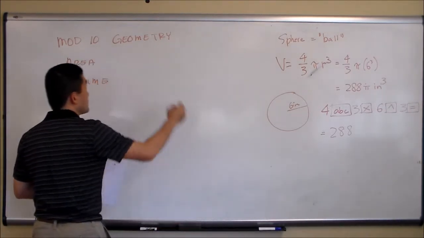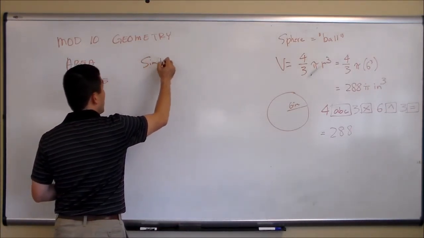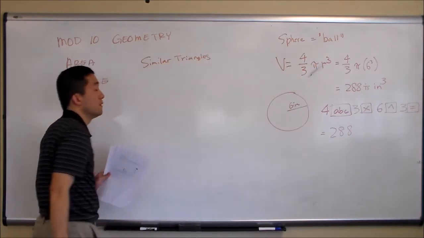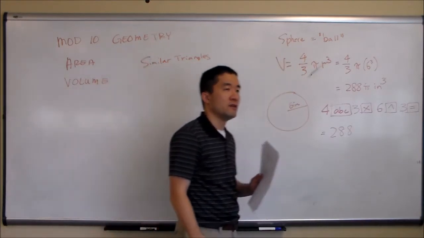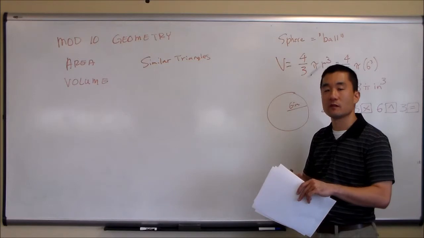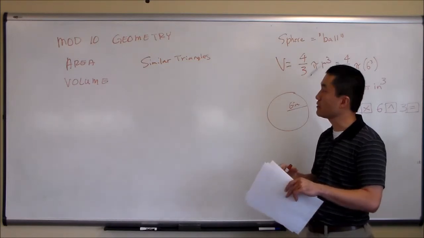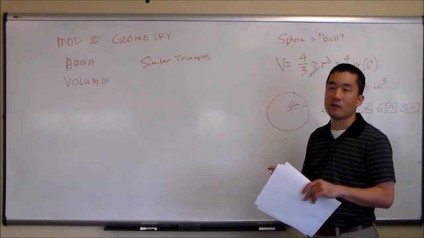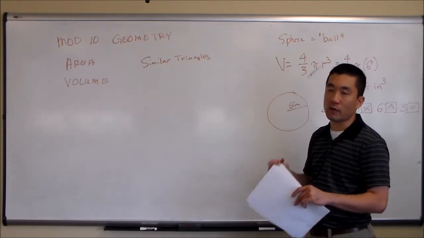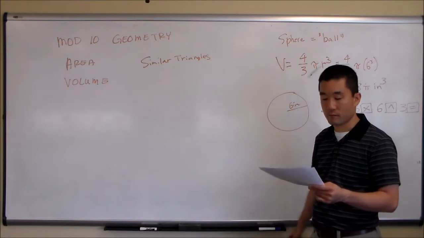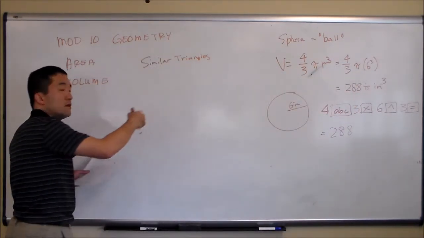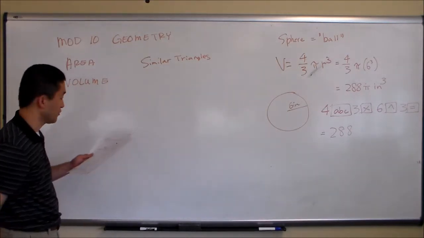So one last thing is similar triangles. Similar means two shapes that are the same shape but different sizes. So if you see similar triangles, that means two triangles have the same exact shape, but one is bigger than the other or smaller. And the difference between those two is what we call the scaling factor. So let me show you an example.